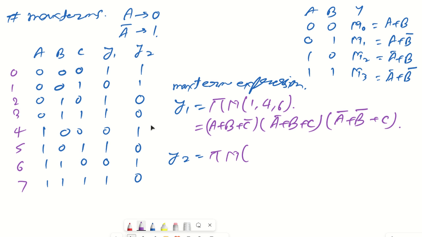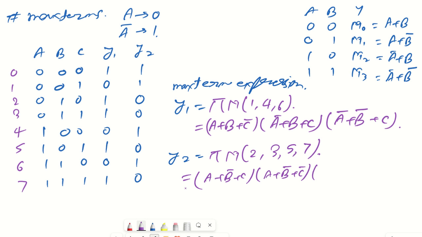So this is 2, 3, 5, 7. Okay, 2, 3, 5, 7. Quickly, if you write down the expression, 2 is A plus B bar plus C. Then 3 is A plus B bar plus C bar, and 5 is A bar plus B plus C bar.